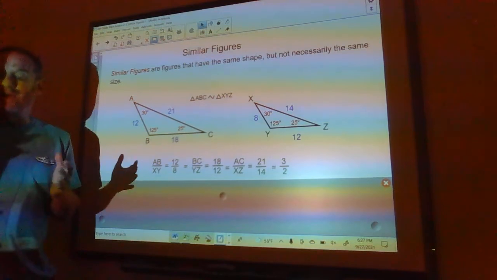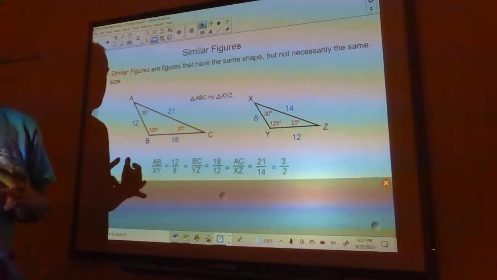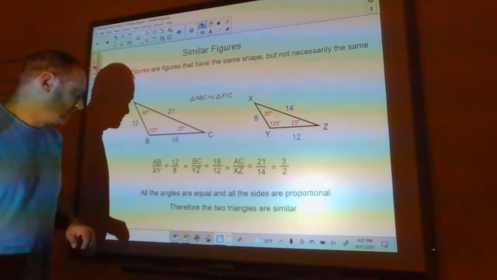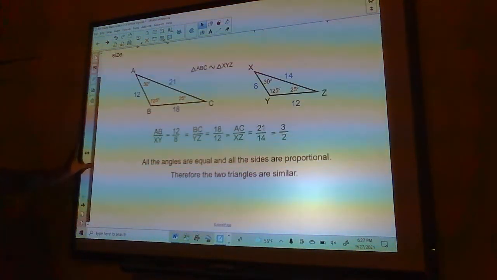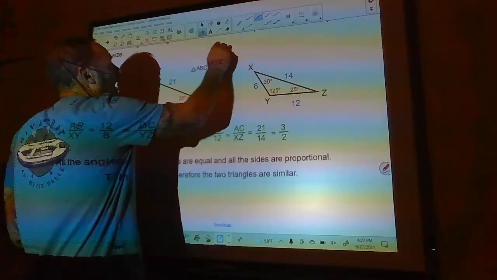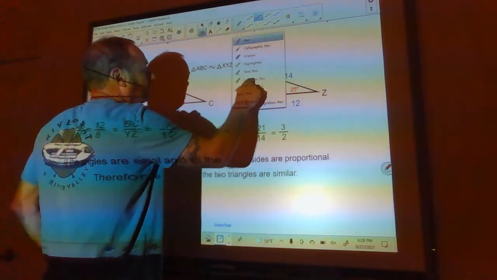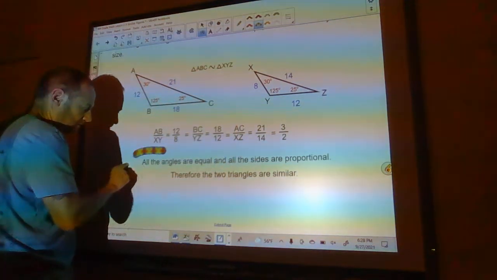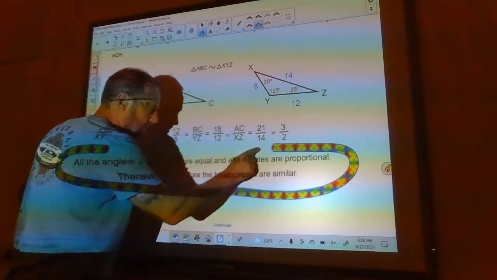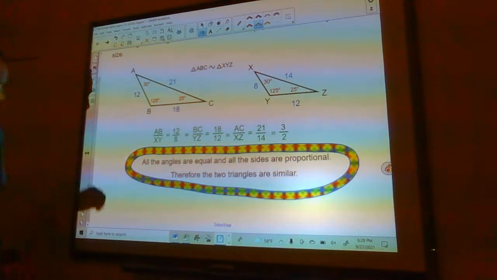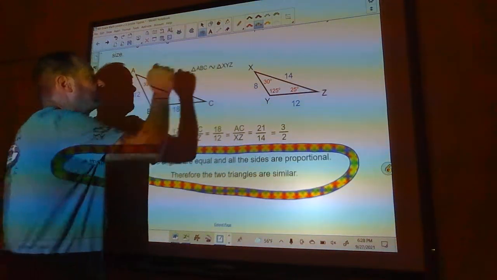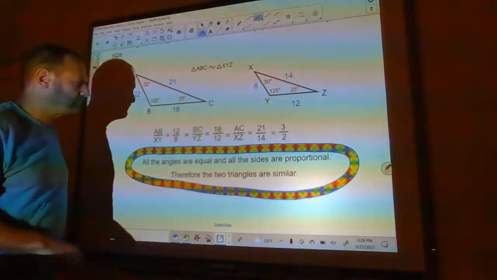So when the angles are all the same and the sides are proportional, you have similarity. Okay, so here it says all the angles are equal and all the sides are proportional. And so we'll put this nice rainbow thing circle. You should know that. Okay? All the angles are equal, all the sides are proportional, therefore the two triangles are similar.